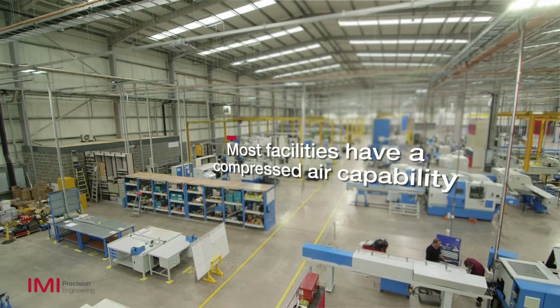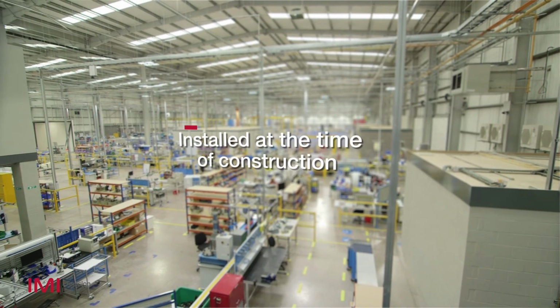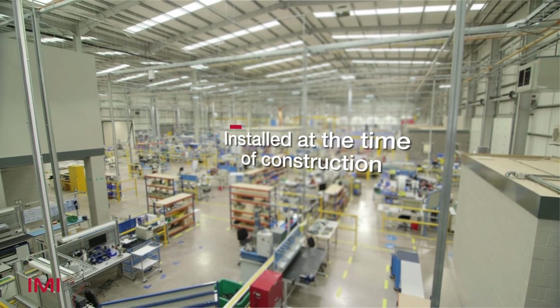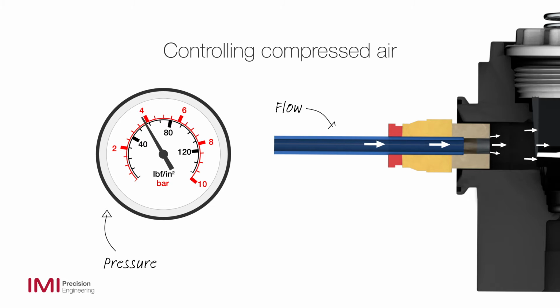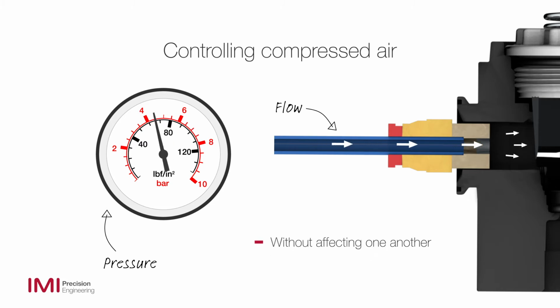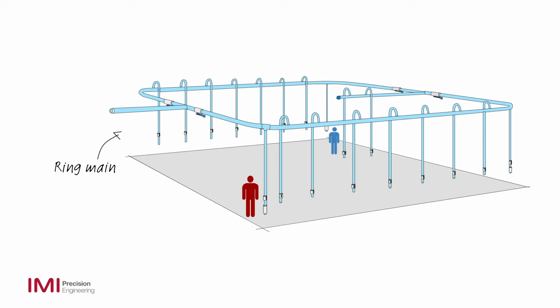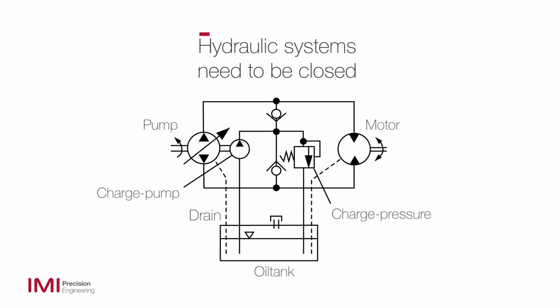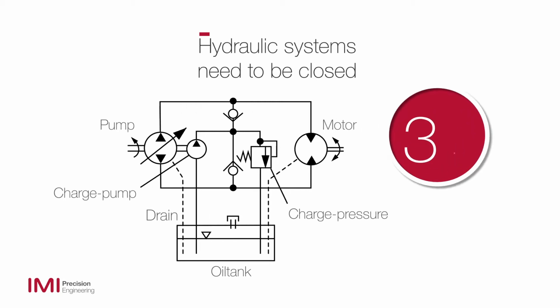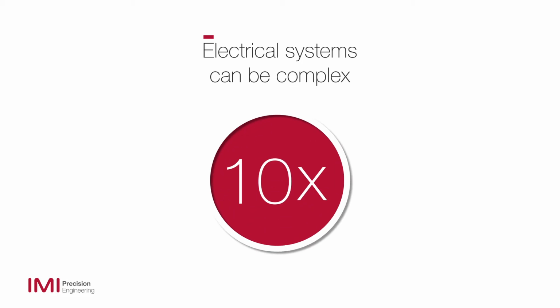Most facilities have a compressed air capability, which is installed along with other utilities at the time of construction. Compressed air can be controlled in two ways: pressure and flow, and if it's done correctly, without affecting one another. Once the ring main has been installed, the relative cost of peripheral components is low, especially when compared to hydraulic and electric alternatives. Hydraulic systems need to be closed, with pipes returning to where they started. Overall, the cost can be 3 times that of a pneumatic system. Electrical systems can be even more complex, sometimes costing 10 times that of a pneumatic system.